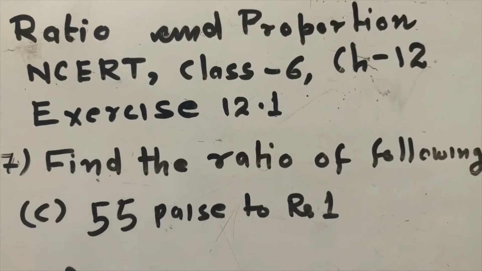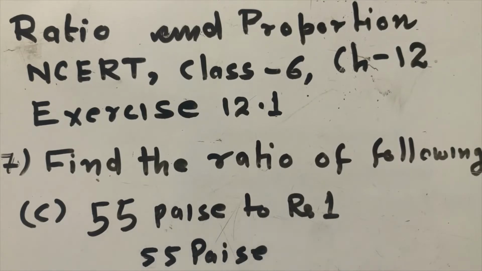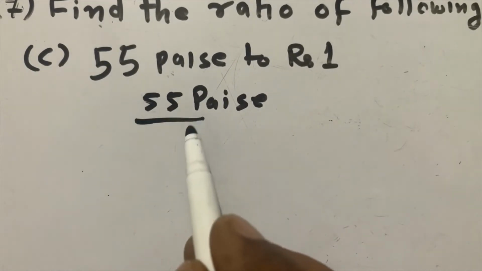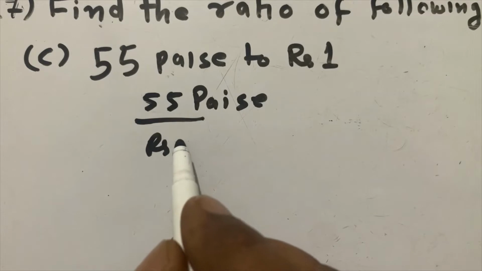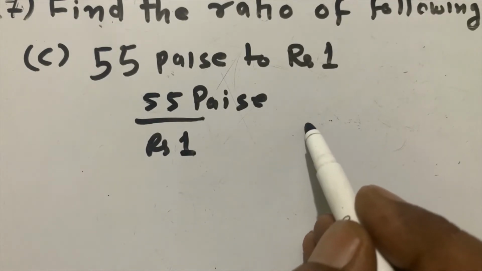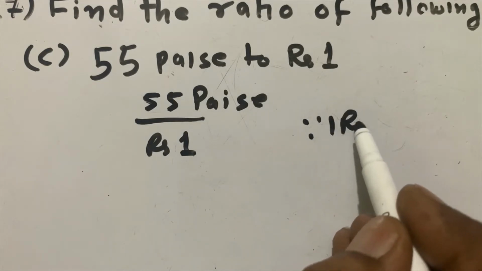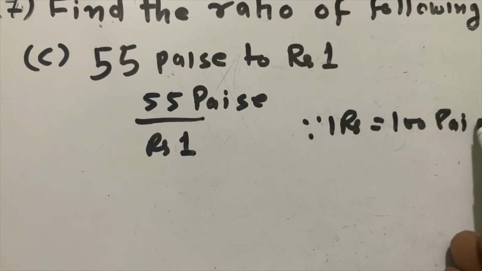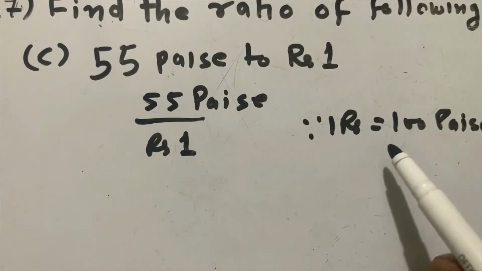Now question number 7 part C. We have to find the ratio of 55 paise to ₹1. Ratio of 55 paise to ₹1. Now 1 rupee is equal to 100 paise.